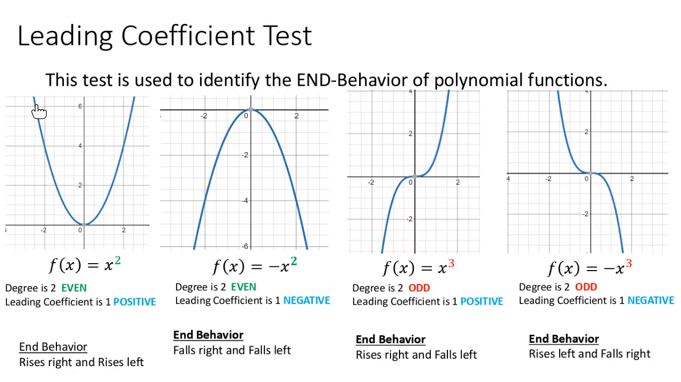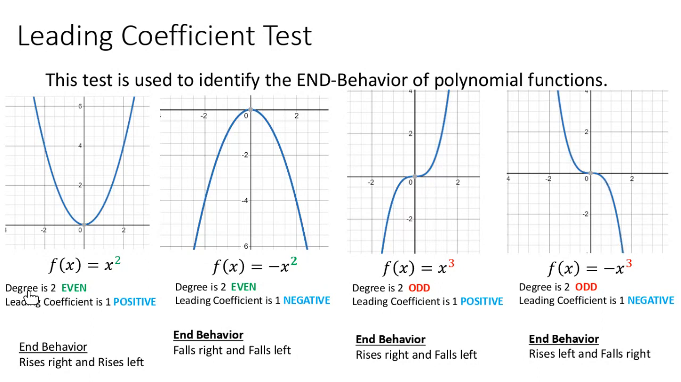And as you can see, x squared on the left side here, it's rising to the left and it's rising to the right. Now for this one, the equation is -x squared, and we say that it's falling to the left and falling to the right. And then we have the x cubed, which is rising to the right and falling to the left. And then the -x cubed is rising to the left and falling to the right.